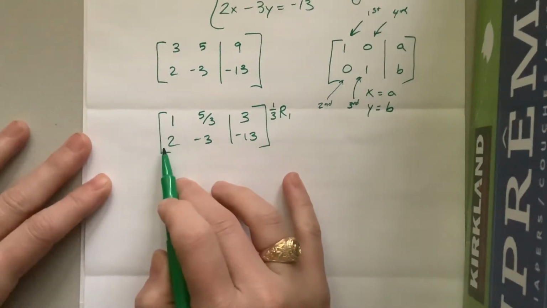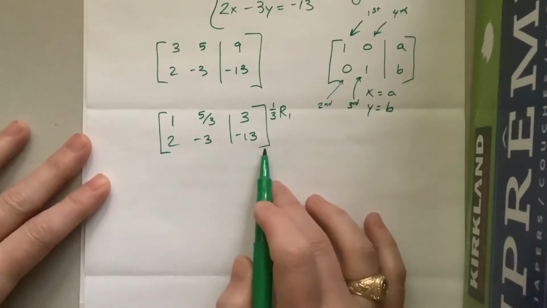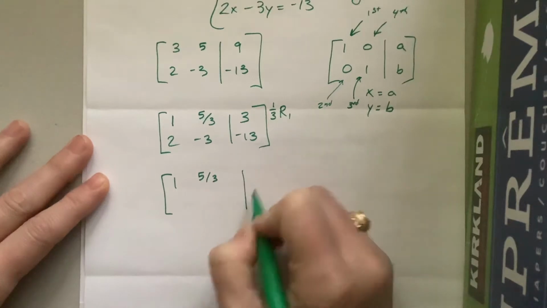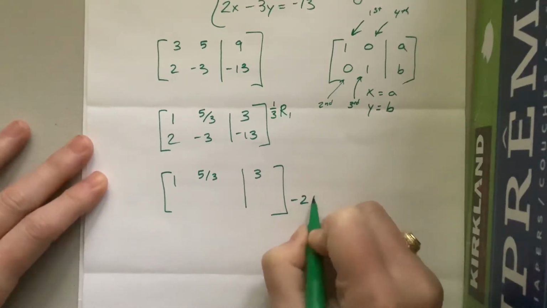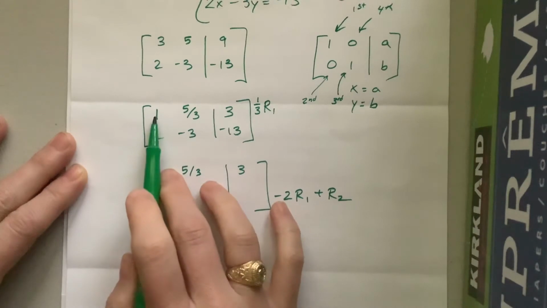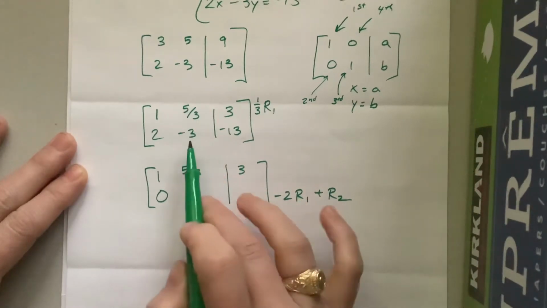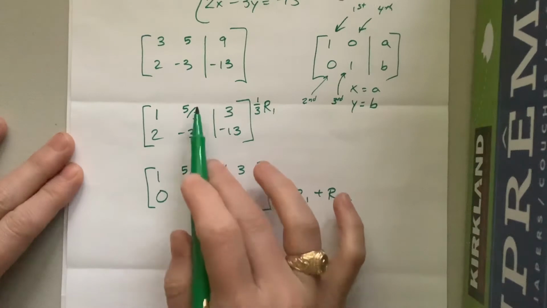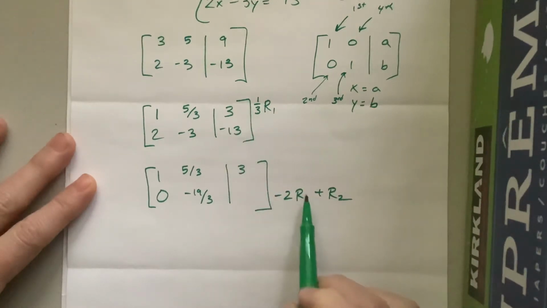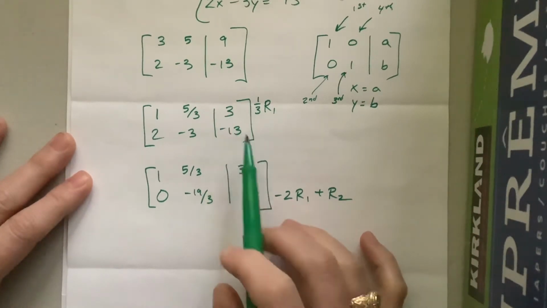Now my goal is to get a 0 here. If I multiply row 1 by negative 2 and then add it to row 2, negative 2 plus 2 gives me 0. So I'm going to keep row 1, and replace row 2 with negative 2 times row 1 plus row 2. Negative 2 times row 1 is negative 2, plus 2 is 0. Negative 2 times 5/3 is negative 10/3, and this is negative 9/3, so negative 10 and negative 9 is negative 19/3. Then negative 2 times 3, that's negative 6, plus negative 6. It's too early in the morning for me, you guys. I'm sorry. I think that's negative 19.